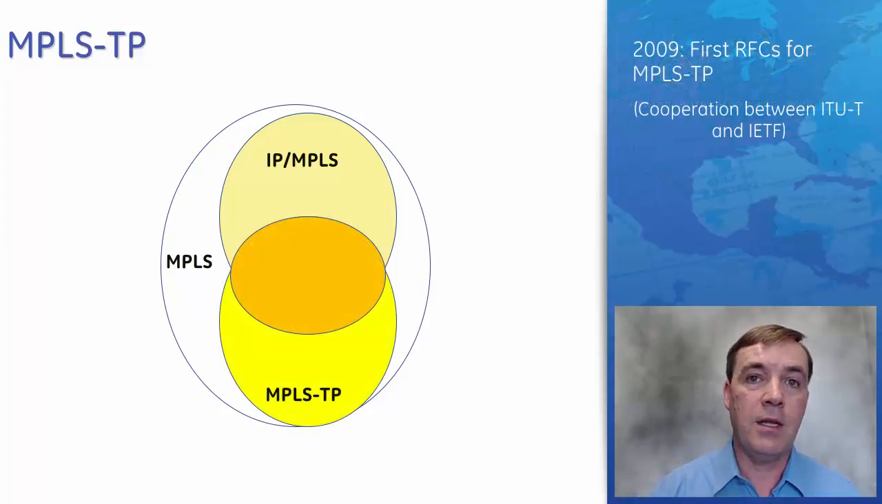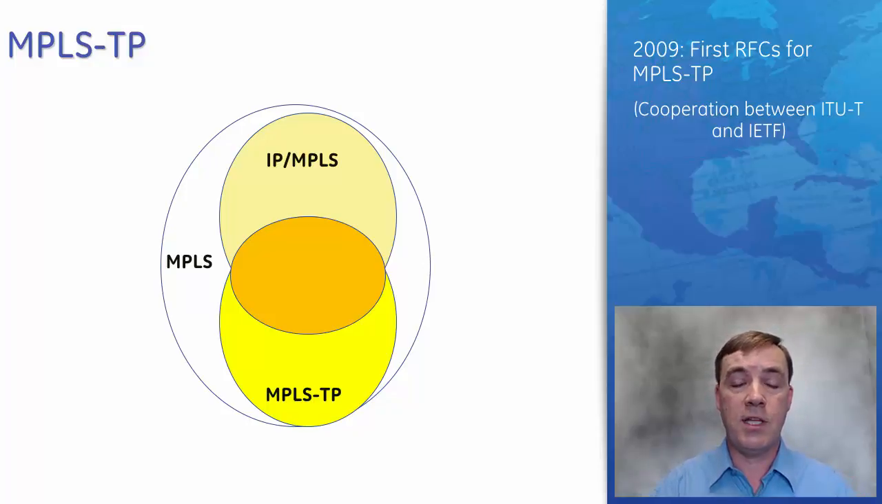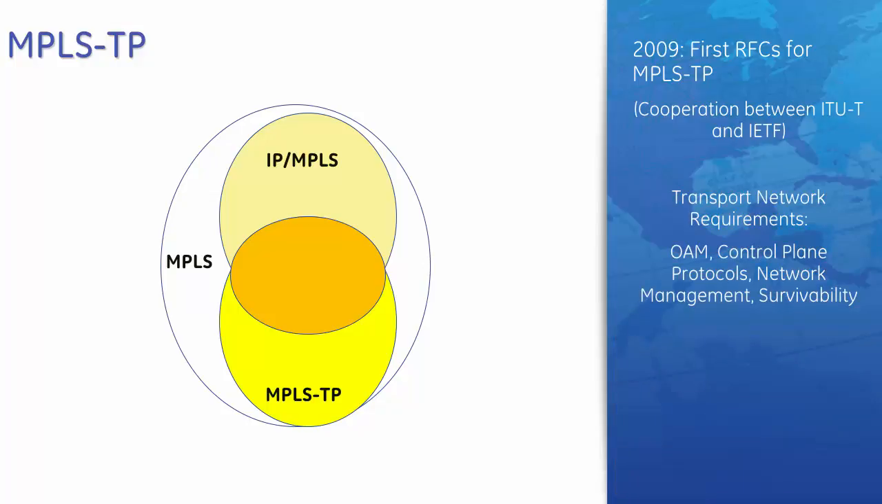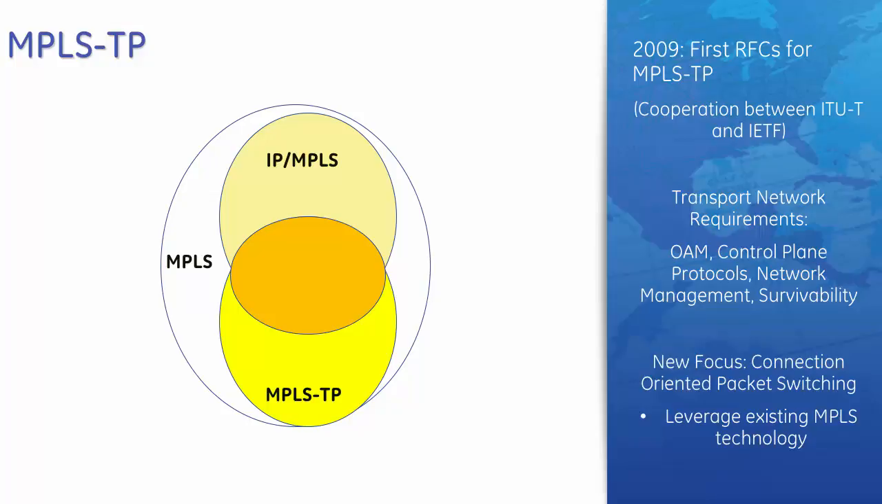In February of 2009, a report on considerations for creation of a transport profile utilizing MPLS as a foundation was submitted as an RFC to the IETF, the Internet Engineering Task Force. This report was the initial proposal for cooperative development between the ITU-T and the IETF for how MPLS could be applied as a technology for transport networks. Demands on MPLS forwarding capabilities were now being enhanced by requirements normally associated with transport networks. Some of those requirements included OAM, or Operations, Administration and Management, control plane protocols, network management, and survivability. This would now drive an MPLS environment focused on connection-oriented packet switching.